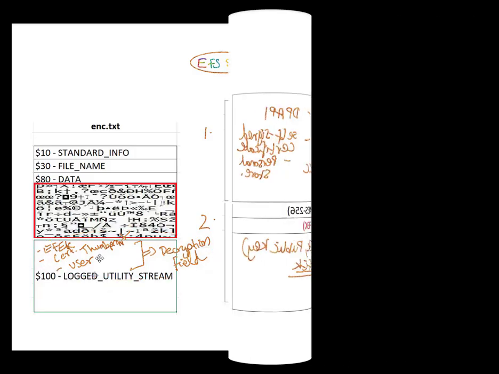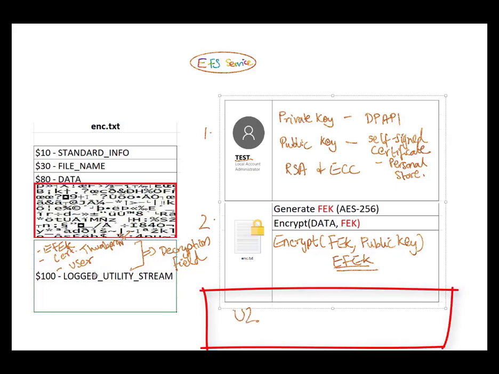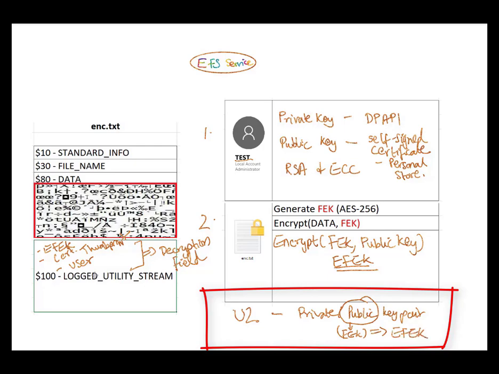file. So if the user test decides to add another user, say U2, what the EFS service will do is it will check whether U2 has a private public key pair. If the user has a private public key pair that can be used by EFS, then the EFS service actually takes the public key of U2, then encrypts the FEK with that public key. So now you get the encrypted FEK just like you got for the test user. So let us call this EFEK2.